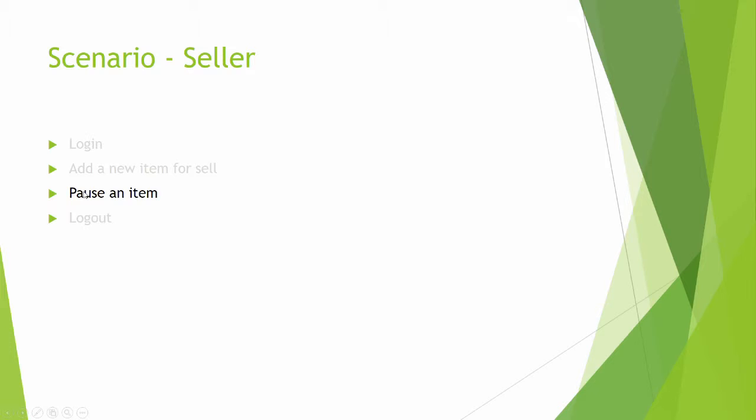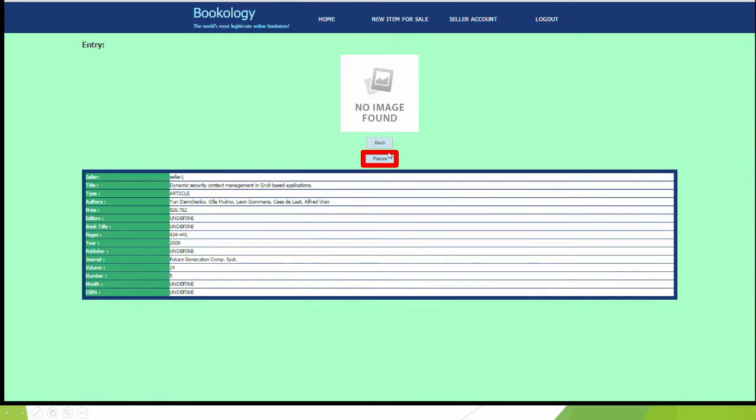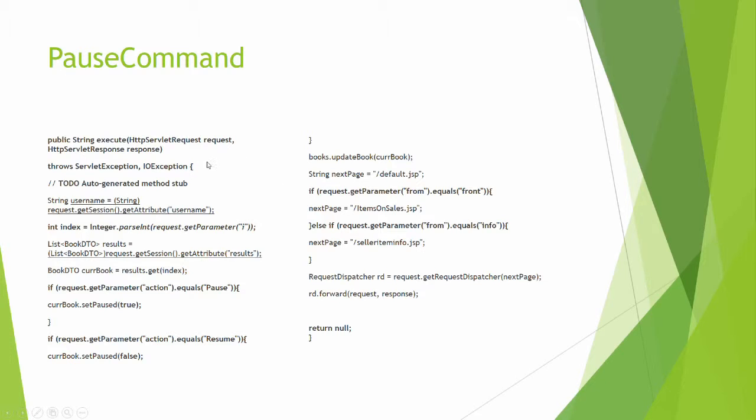And let's look at what happens when the seller wants to pause an item. The link will bring them to the detailed item info view. The seller can pause an item by clicking the button at the end, or the seller can pause the item in the detail view. Once the pause button has been clicked, a pause command will be triggered.